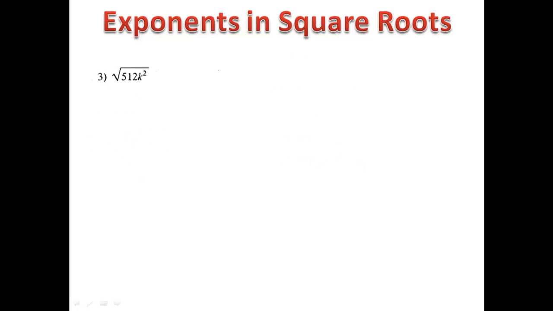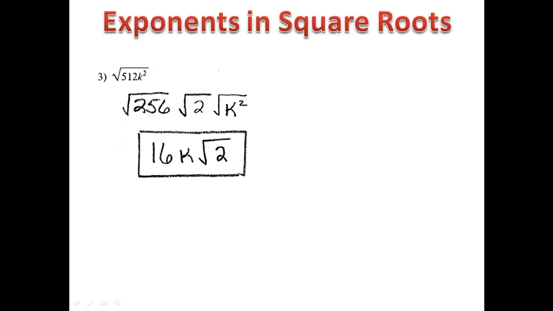But what if our variable has an exponent that's larger than 1? In example 3, we have 512k squared. Once again, we break it up. 512 is 256 and 2. We also have k squared. We know that the square root of 256 is 16. We also know that the square root of k squared is simply k. What squared gives me k squared? Well, k. So the 16k is on the outside. Left on the inside, in the radicand, is the square root of 2.